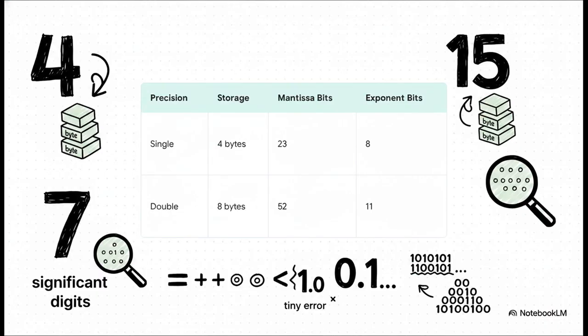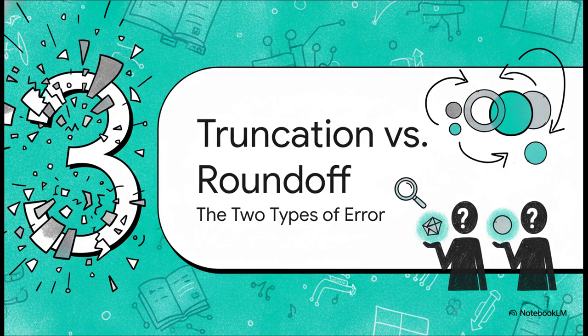Single precision uses 4 bytes of memory, which gets you about 7 significant decimal digits. The one you'll see most often is double precision. It uses 8 bytes and gives you around 15 significant digits. Now that sounds like a lot, but it is not infinite, and this brings us right back to our infinite loop. The number 0.1 in binary is like the fraction 1/3 in decimal. It's a repeating fraction that goes on forever. So the computer has to chop it off, which introduces a microscopic error that builds up every single time we go through that loop. These limitations in the hardware itself give rise to two main types of error.